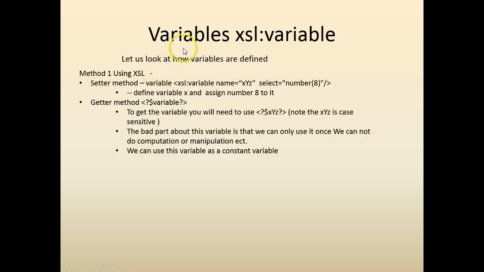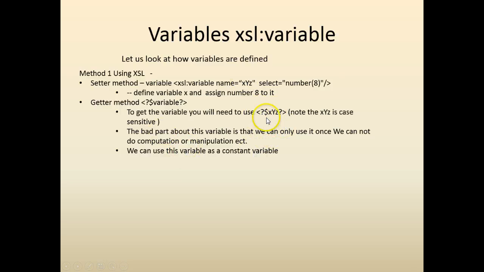In XSL, we already covered variables. If not, we're covering it again. In XSL, we define variables through xsl:variable name, and we initialize the value. So you can use this as the setter method. The getter method is to use a dollar symbol and the variable name. You should note that it is case sensitive. So if you defined a variable with x lowercase, y uppercase, z lowercase, to retrieve it back, you need to use the same formatting. It's easy to initialize variables.